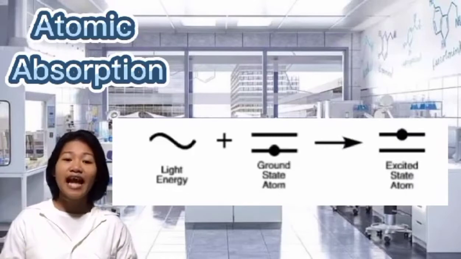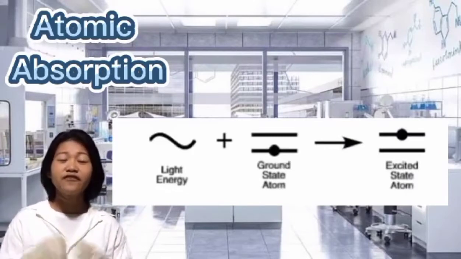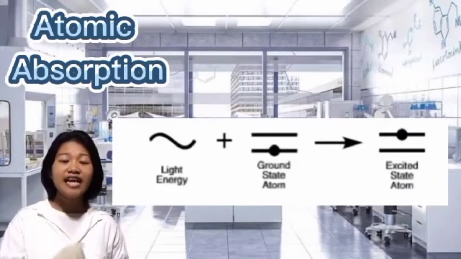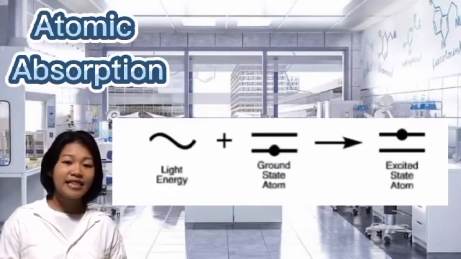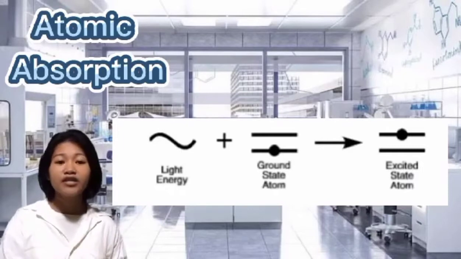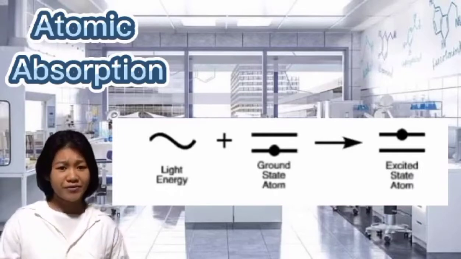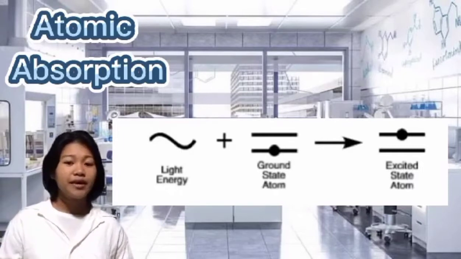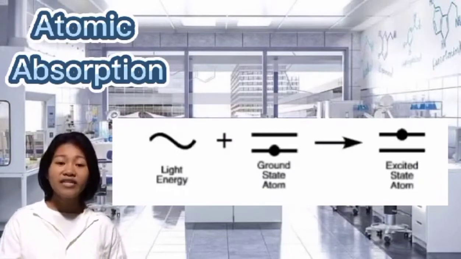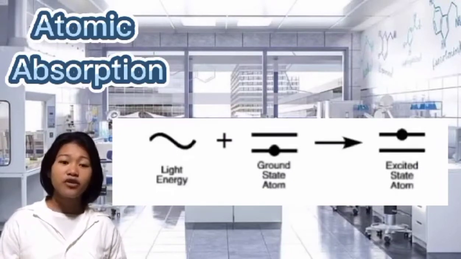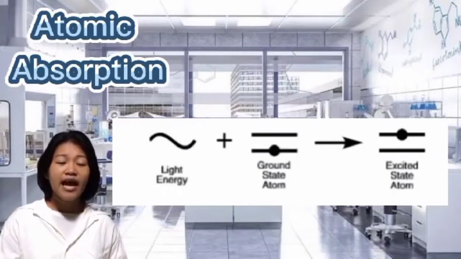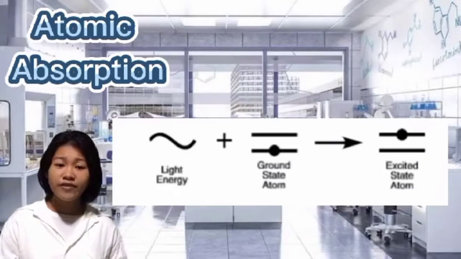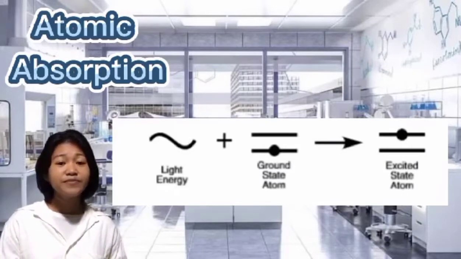The ground state atom absorbs the light energy of a specific wavelength as it enters the excited state. As the number of atoms in the light path increases, the amount of light absorbed also increases. By measuring the amount of light absorbed, a quantitative determination of the amount of analyte can be made. The use of special light sources and careful selection of wavelengths allow the specific determination of individual elements.